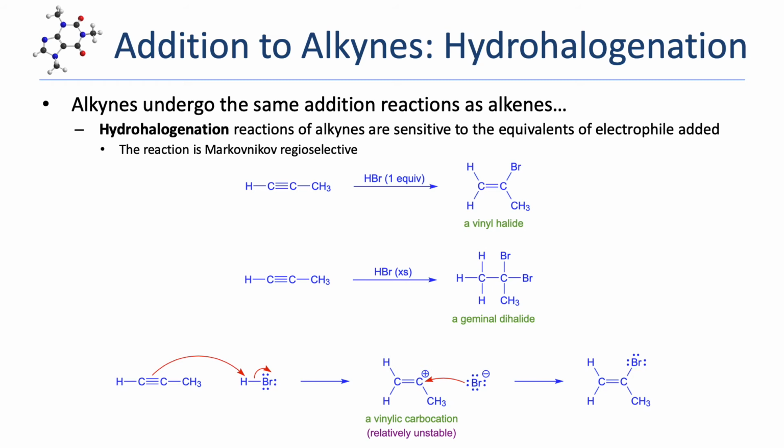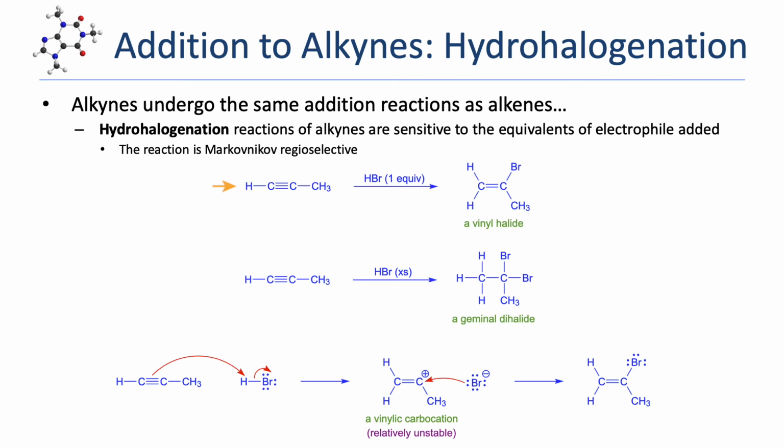In fact, alkynes have a lot in common with dienes, because both types of molecules have two carbon-carbon pi bonds. So let's start with the hydrohalogenation reaction. Because alkynes have two carbon-carbon pi bonds, the hydrohalogenation of an alkyne is sensitive to the number of equivalents of the electrophile that's been added. So here we have one propyne reacting with one equivalent of HBr.